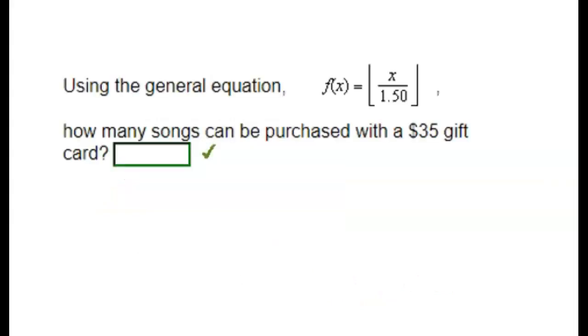All right, let's talk about evaluating this. We're going to use the equation f of x is the greatest integer of x over 1.50 for our gift card scenario. So how many songs can be purchased with a $35 gift card? Remember, x is the amount of money that I have on my gift card. So I'm going to find f of $35 to figure out how many songs I can purchase with that amount. So the greatest integer of 35 over $1.50.